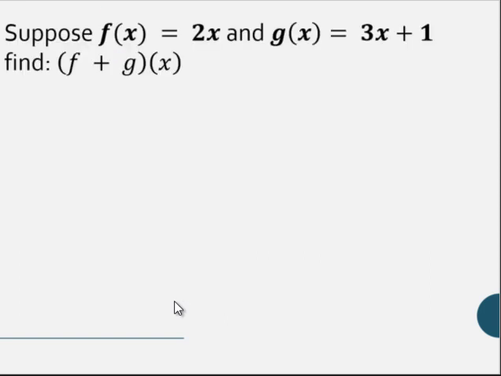Consider this following example. Suppose we have f of x equals x and g of x equals 3x plus 1. Find f plus g of x.